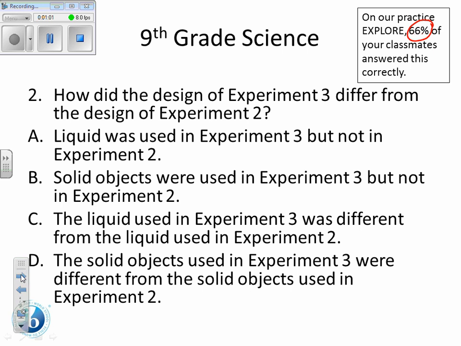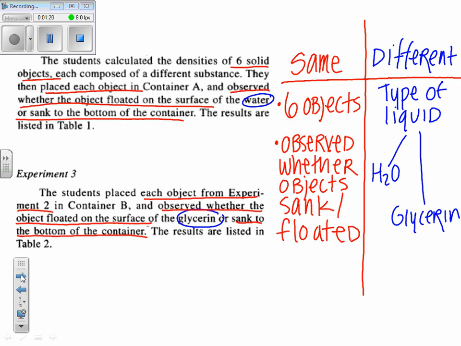For question number 2, 66% of your classmates answered this question correctly. This question is asking how the design of experiment 3 differed from the design of experiment 2. We will need to compare and contrast the passages from experiment 2 and experiment 3. Both experiments used the same 6 objects, and they both were looking for whether the objects were going to sink or float. Both experiments used liquids. However, experiment 2 used water and experiment 3 used glycerin. The best answer is C. The liquid used in experiment 3 was different from the liquid used in experiment 2.